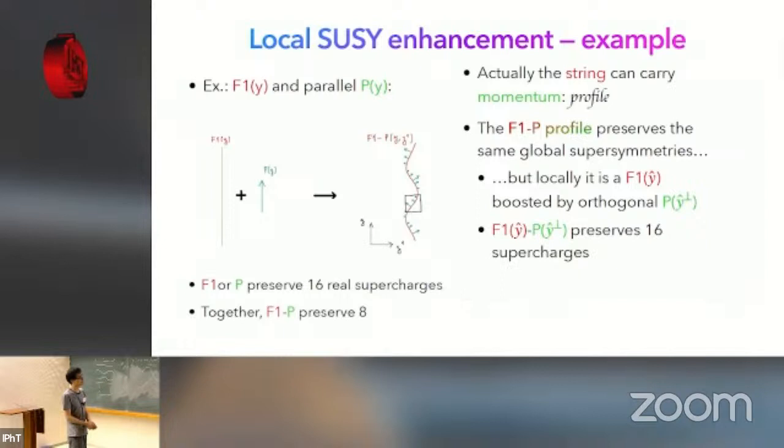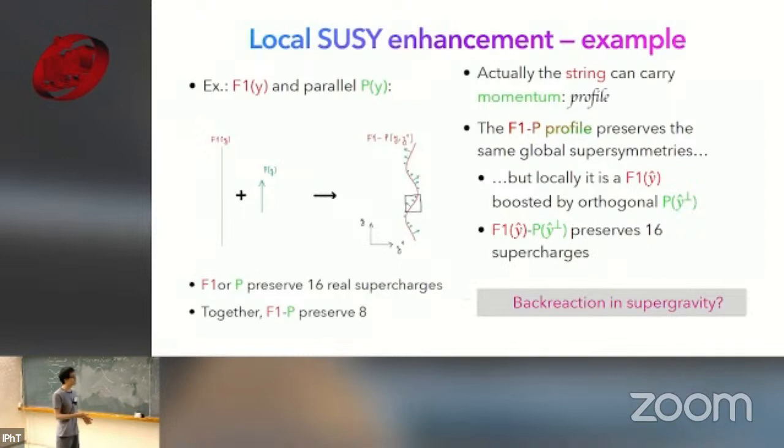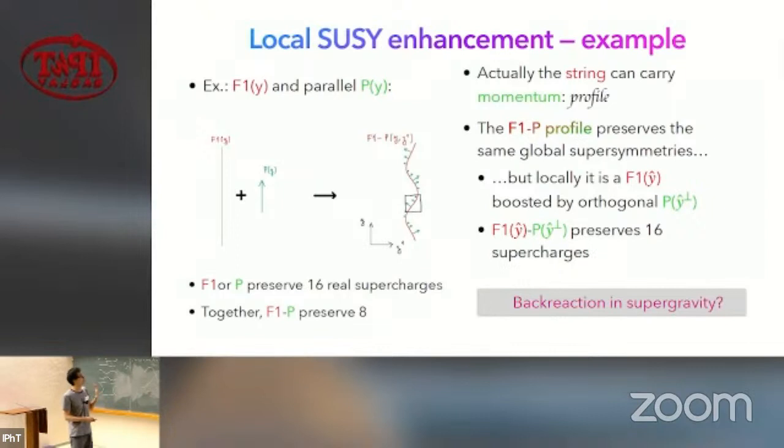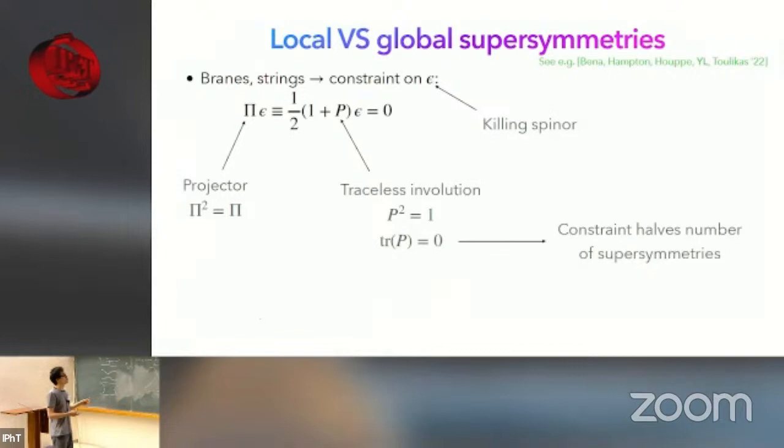But what about the back reaction in supergravity? Before going to the back reaction in supergravity, let me define what I mean by local and global supersymmetries. You all know that whenever you put branes and strings on the vacuum in type 2A or type 2B string theory, it halves the number of supersymmetries.